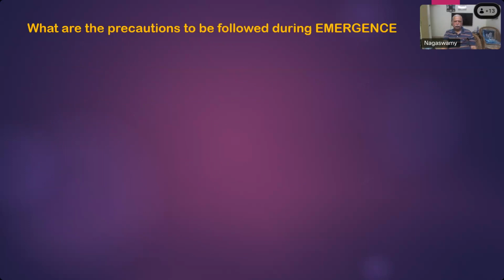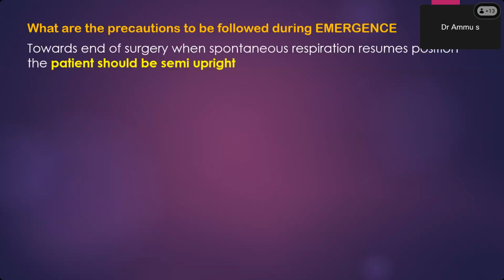What are the precautions you have to follow during emergence? At the end of general anesthesia, during emergence, what are all the precautions to be taken in obese patients? Patient should be fully awake and alert before extubation. Very good. What should be the preferable position of the patient? Head up position. Airway exchange catheter or LMA can be used as a bridge for extubation. Very good. Towards the end of surgery, when spontaneous respiration returns, position of the patient should be semi-upright.